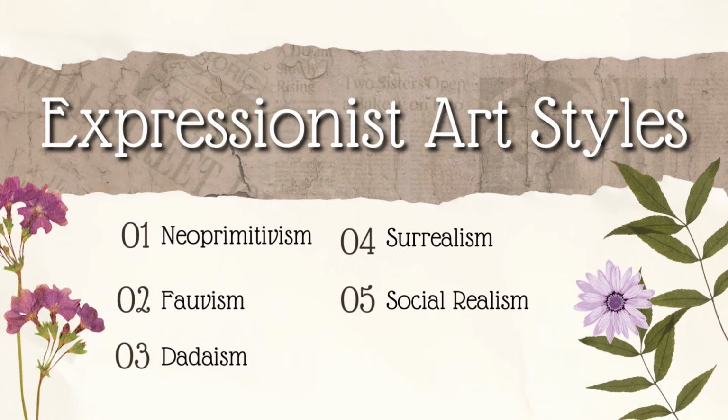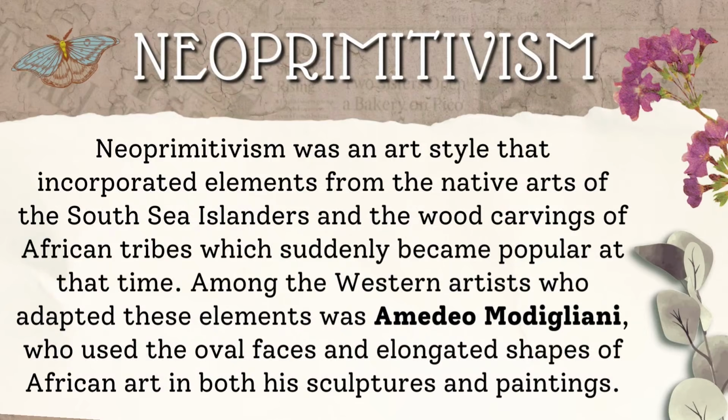Under the Expressionist art styles, we are going to learn about Neo-Primitivism, Fauvism, Dadaism, Surrealism, and lastly, Social Realism. Let's first talk about Neo-Primitivism. It was an art style that incorporated elements from the native arts of the South Sea Islanders and the wood carvings of African tribes, which suddenly became popular at that time. Among the Western artists who adapted these elements was Amadeo Modigliani, who used the oval faces and elongated shapes of African art in both his sculptures and paintings.